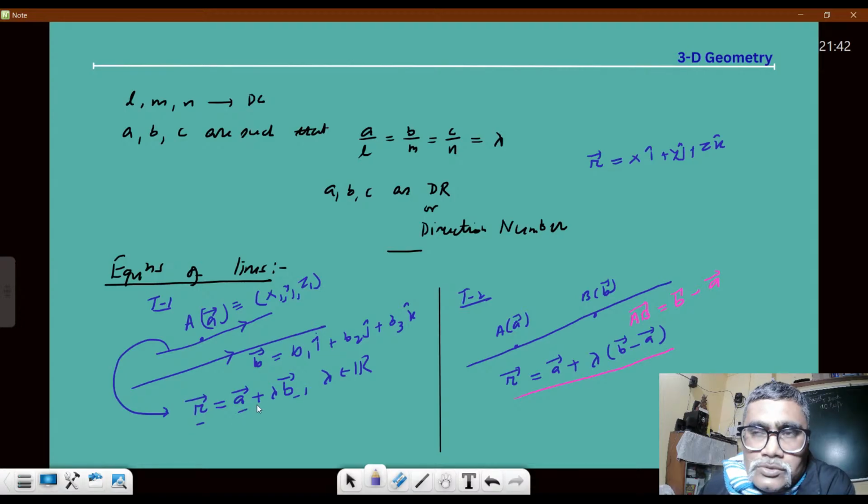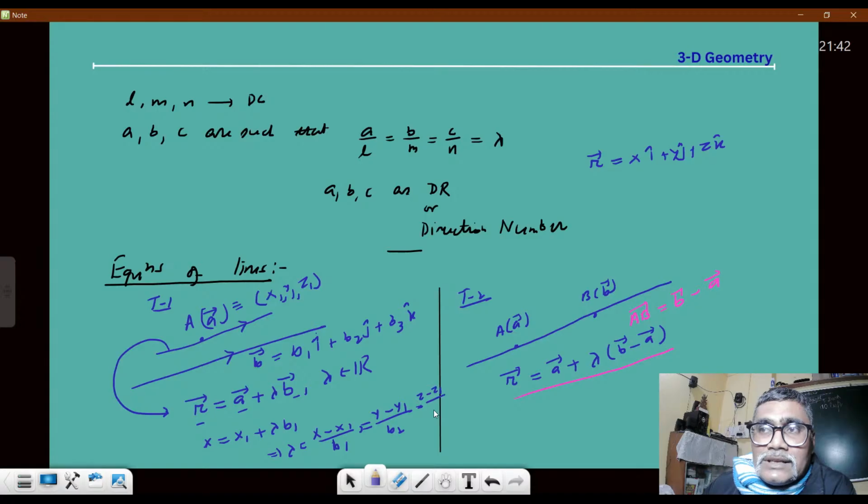I just want to show you one of them. If I write this for the x component, for r I'll write x, for a, x1, and lambda will be there. For b, the x component is b1. So overall, lambda is x minus x1 by b1. Afterwards I'll modify this; as of now, I'm writing b1. And then similarly, this lambda can be found from y also, so it will be y minus y1 by b2, and then z minus z1 divided by b3.